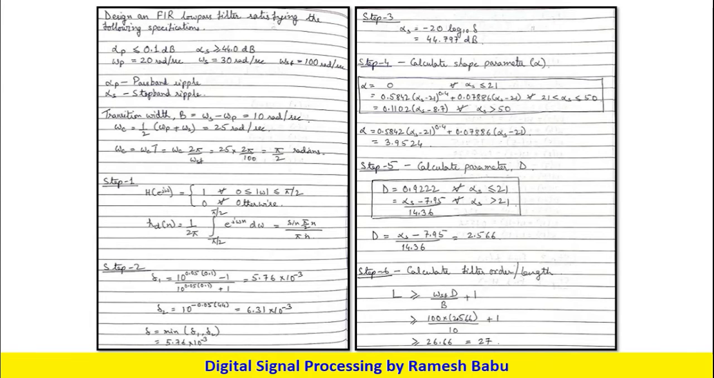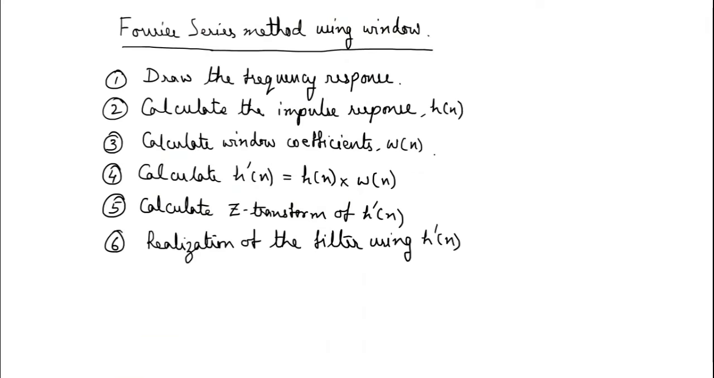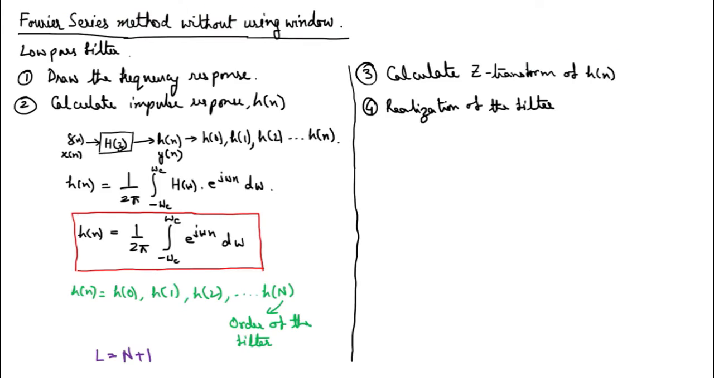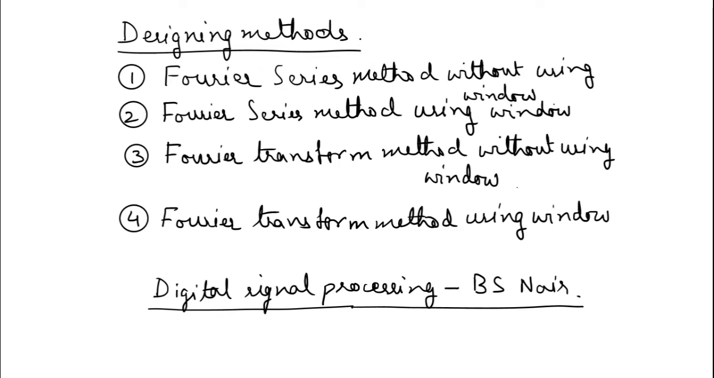So good morning. In our last classes, we have been discussing the different types of filters and how we can design those filters. We have already discussed the Fourier series method without using window, and the Fourier series method using window. Then yesterday we discussed the frequency sampling method, which is nothing but the Fourier transform method itself, without using the window. The next is the Fourier transform method using window.